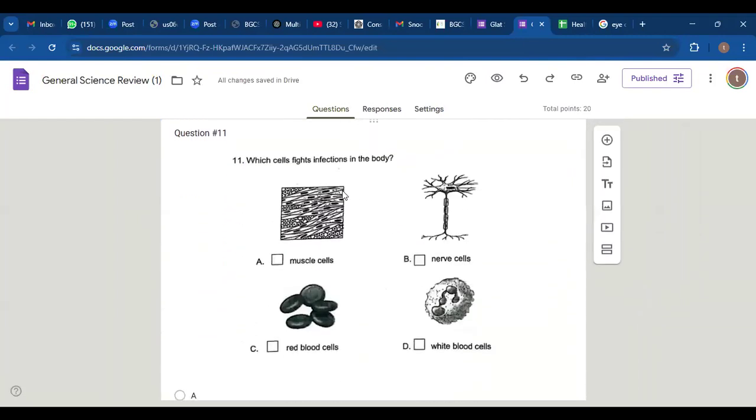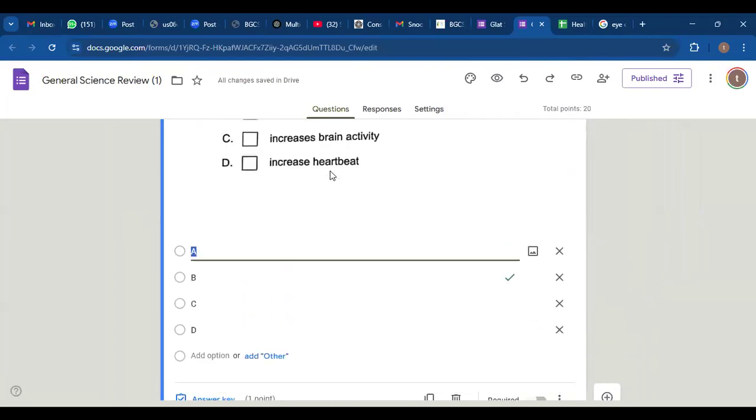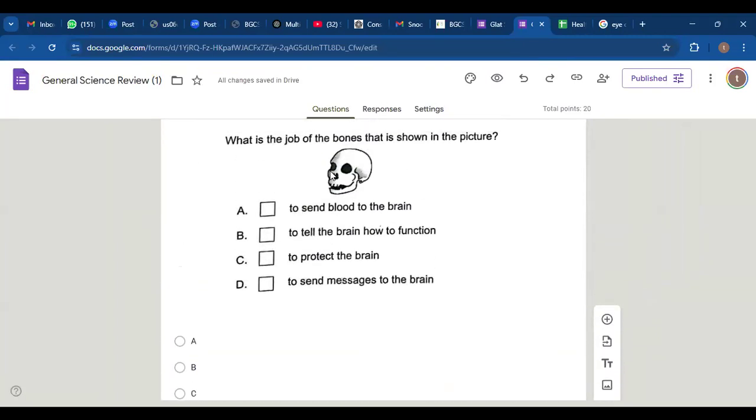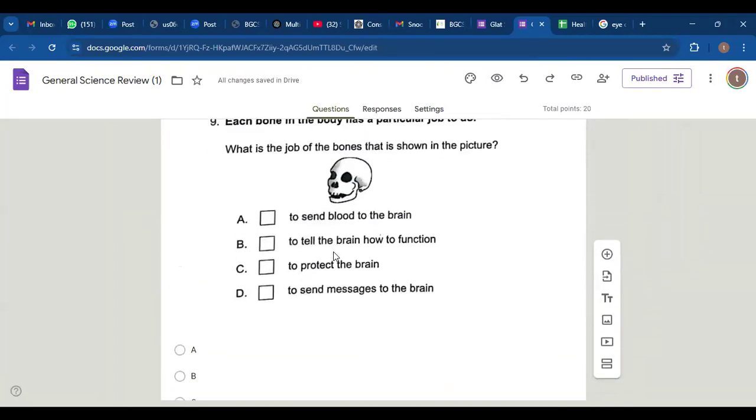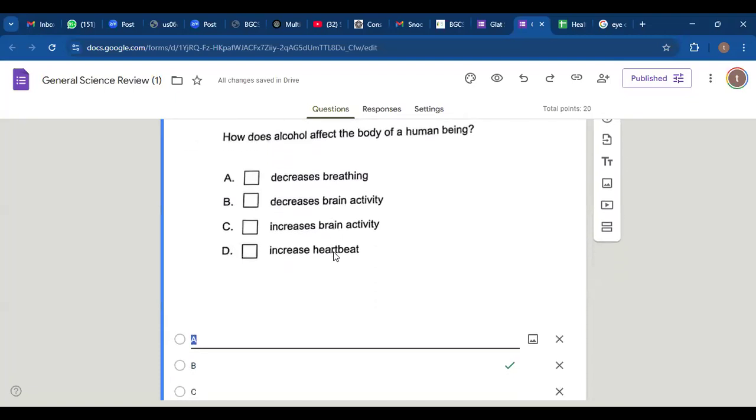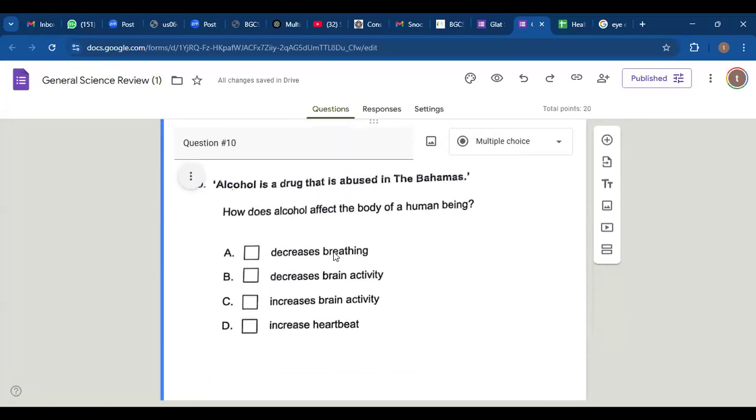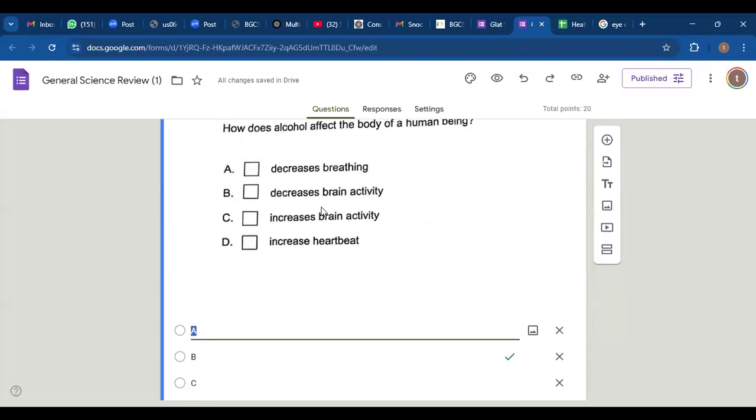Repeat what number 9 was again, though. Number 9 was protect the brain. Okay. Number 10 was decrease brain activity, so that would be B.